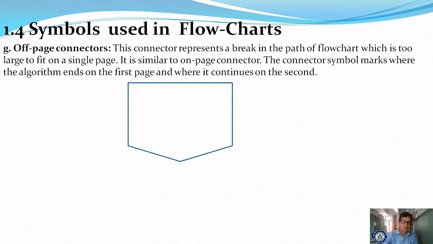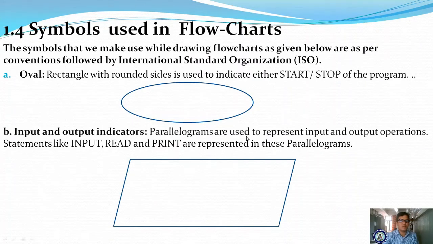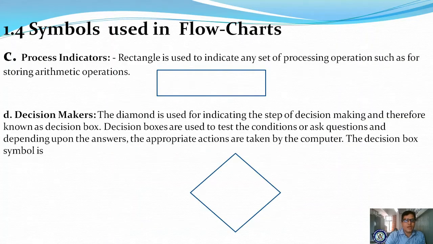What are the symbols we are using to represent a flowchart? First one is a circle. This circle or oval is used to start or stop, and second one is input and output indicators. This parallelogram symbol indicates input and output, and rectangle always represents the process. Okay, it is a formula.